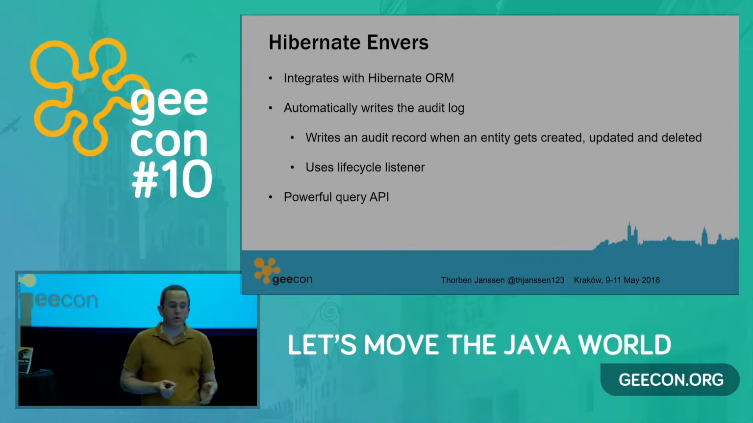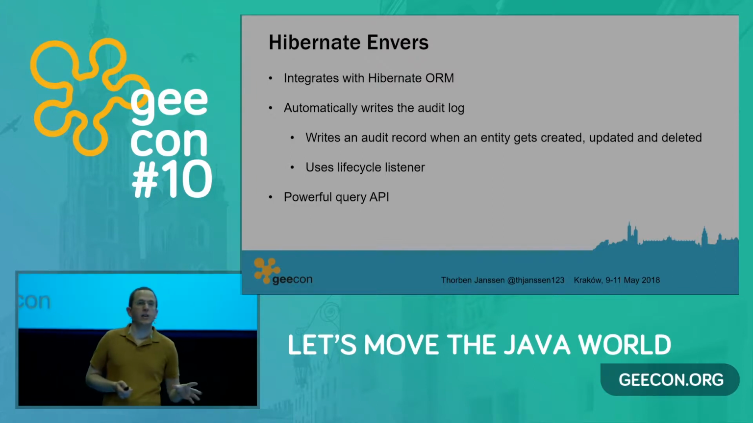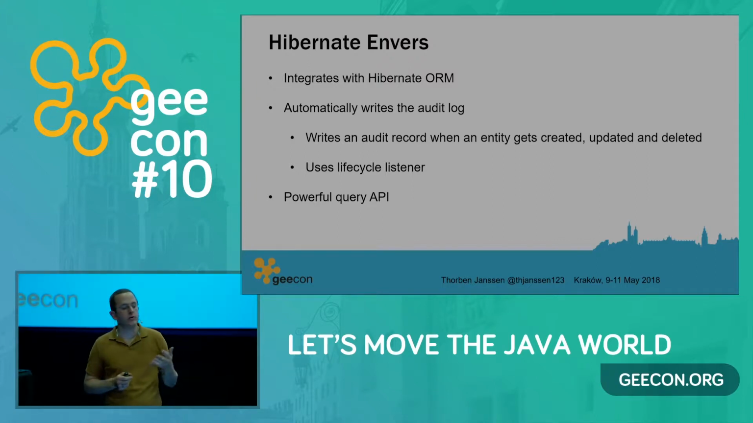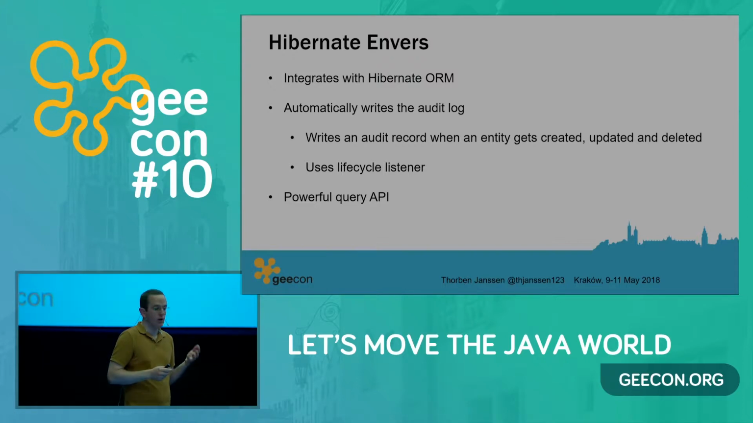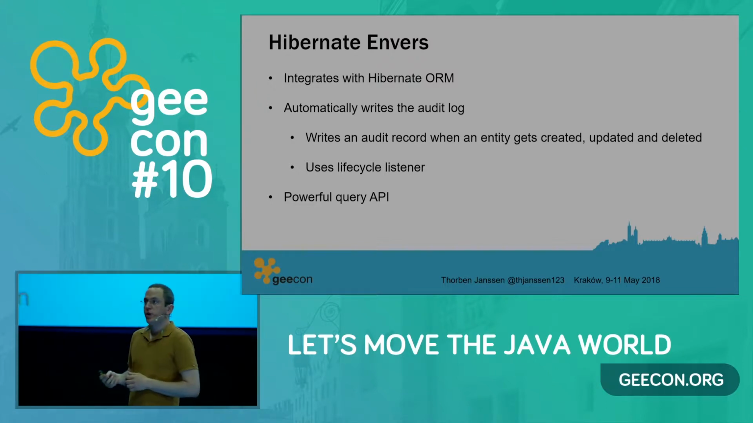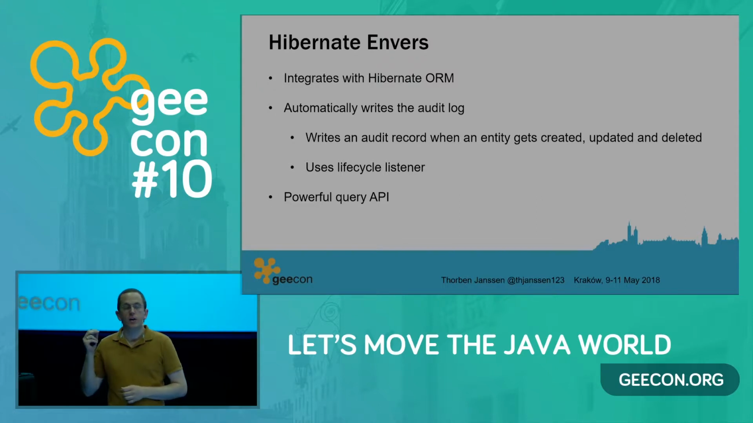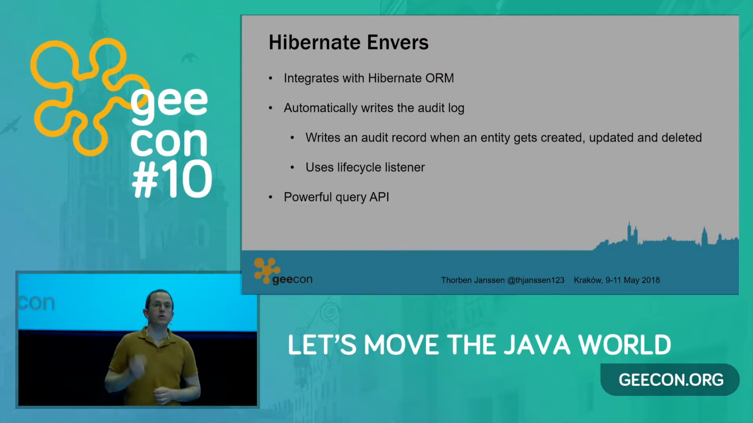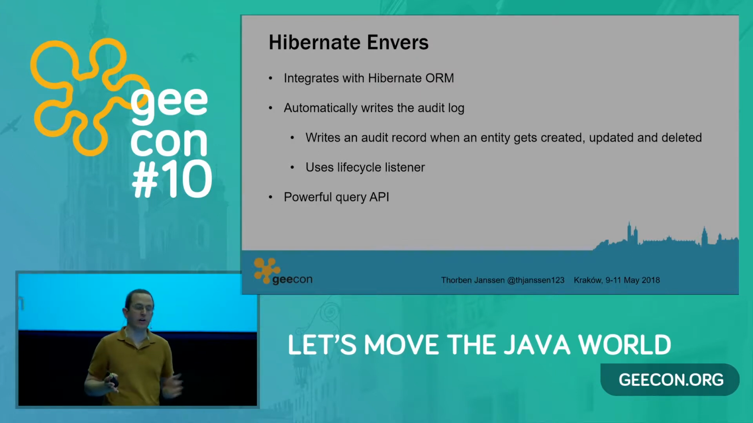Third option is we could use Hibernate Envers. Hibernate Envers is a component that integrates into Hibernate ORM and uses lifecycle listeners to write audit records for each write operation that we executed on the database. This has the huge advantage that it's extremely simple to use. We don't need to do, well, almost anything, as I will show you soon.